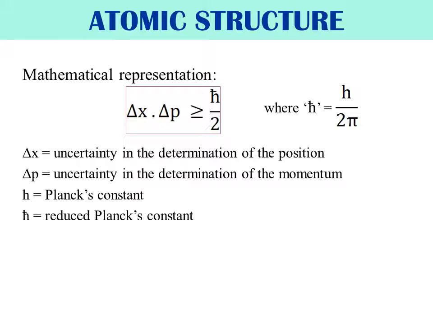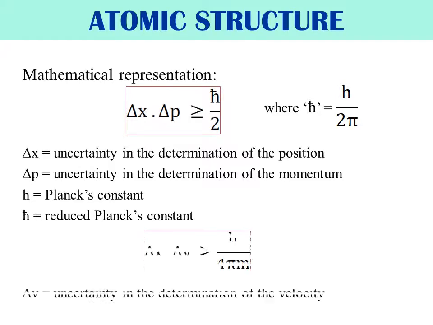So it's the same thing with the uncertainty in the determination of the momentum. This is another form. Momentum is basically mv. Since m is constant for a particle, the change will be recorded in the velocity. So delta x delta v is greater than or equal to h by 4 pi m, where delta v is the uncertainty in the determination of the velocity of the particle.